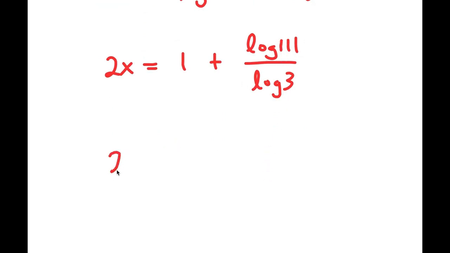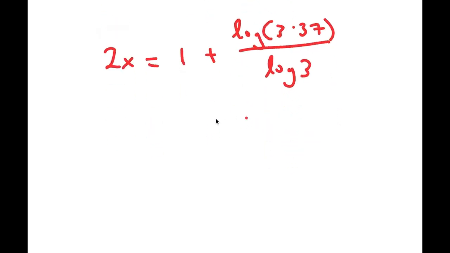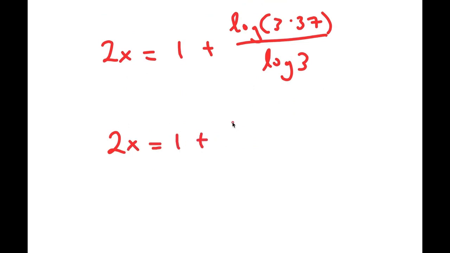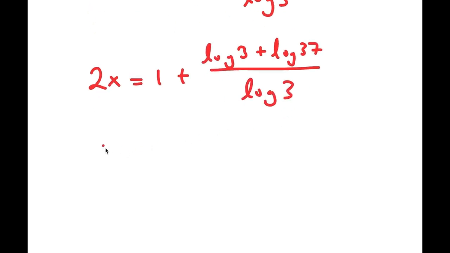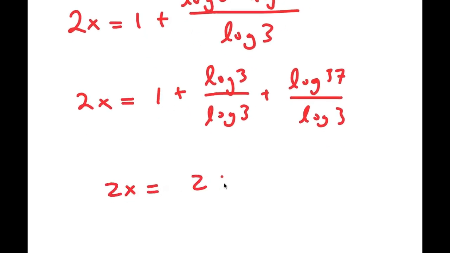Now log 111 is the same thing as log of 3 times 37. So now this is equal to log 3 plus log 37 over log 3, which now it turns into log 3 over log 3 plus log 37 over log 3. And this is equal to 2 plus log 37 over log 3.